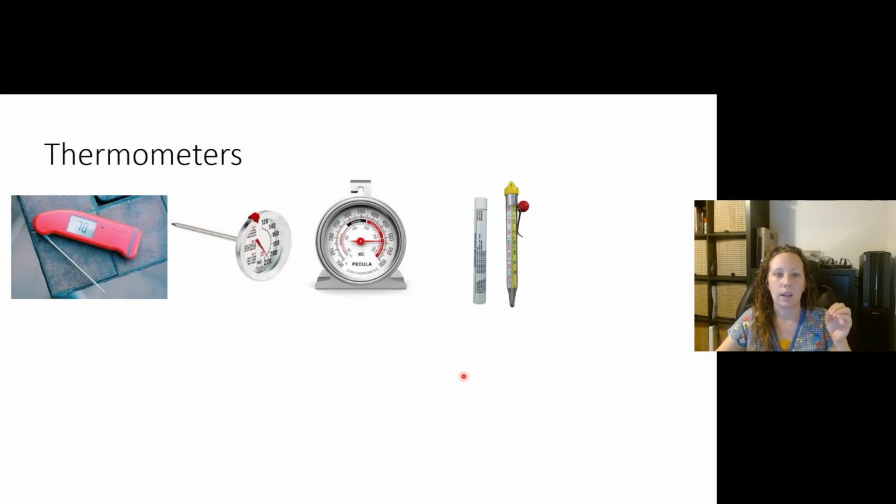And the difference in what that texture of the candy is going to be can vary drastically within just a couple degrees. And so not only do candy thermometers need to read high temperatures, but they also need to be very accurate.